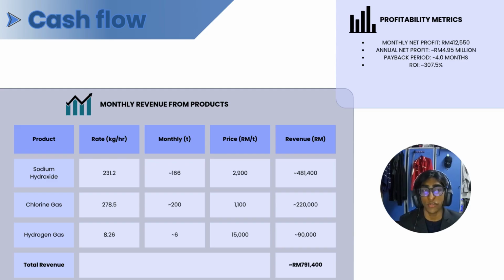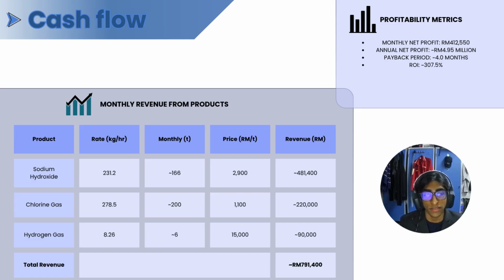In parallel, the plant is expected to generate substantial monthly revenue by selling three core products: sodium hydroxide, chlorine gas, and hydrogen. Sodium hydroxide produced at 231.2 kilograms per hour translates to a monthly output of roughly 166 tons and earns around 481,400 ringgit. Chlorine contributes an estimated 220,000 ringgit, while hydrogen adds another 90,000 ringgit, bringing total monthly revenue to approximately 791,400 ringgit. When operating costs are subtracted, the net monthly profit stands at about 412,550 ringgit.